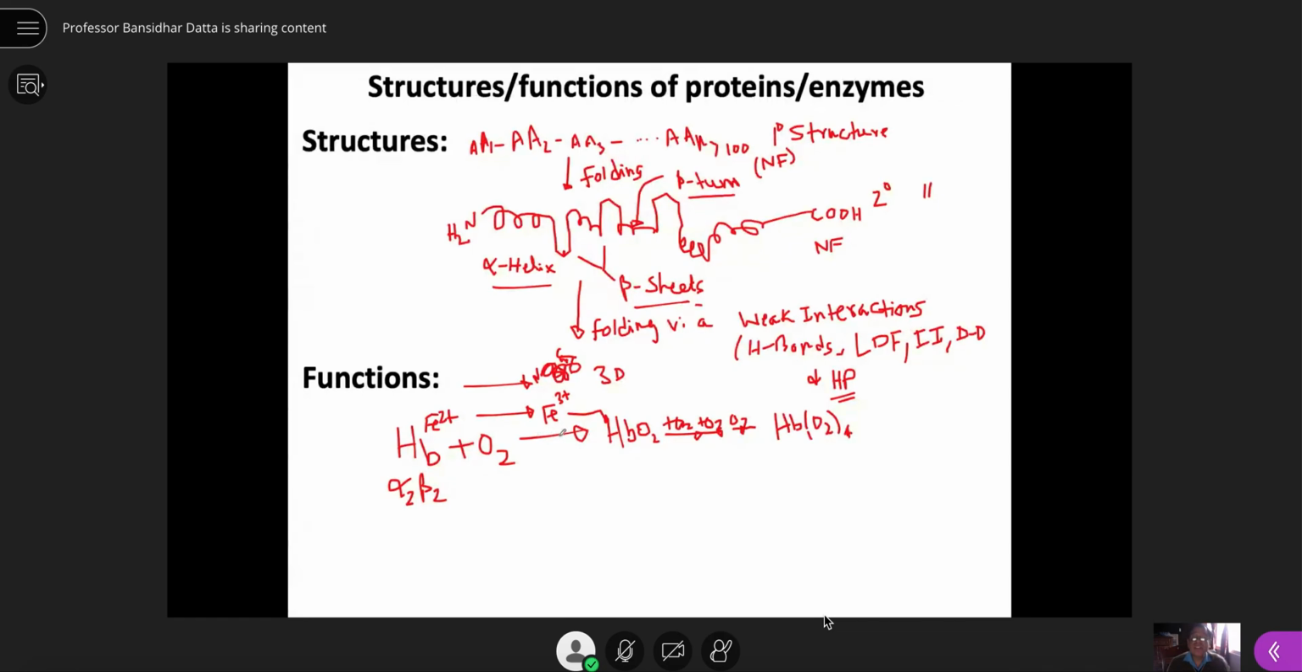The next major type of proteins is enzymes. Does anyone have a question about the function of hemoglobin? I'm not going to go into many details of those. So yes?